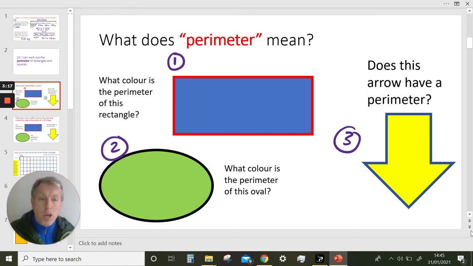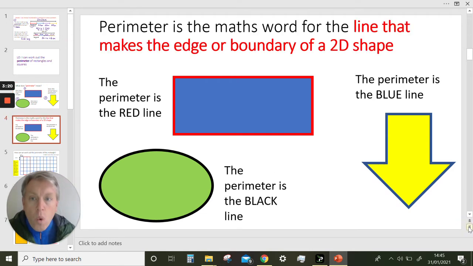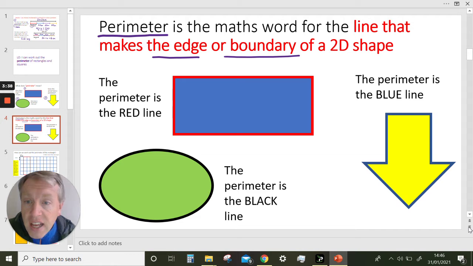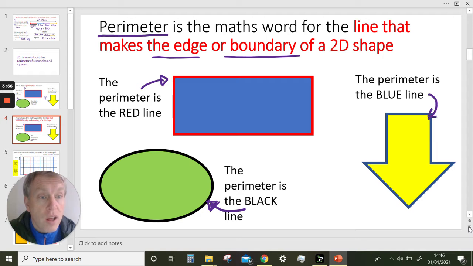Well, I hope you did have a go. Well, what does perimeter mean? Perimeter is the maths word for the line that makes the edge or the boundary of a 2D shape. And here, the perimeter is the red line around the blue rectangle. The perimeter is the black line that is the edge of the green oval. The perimeter is the blue line, which is the edge of the yellow arrow.